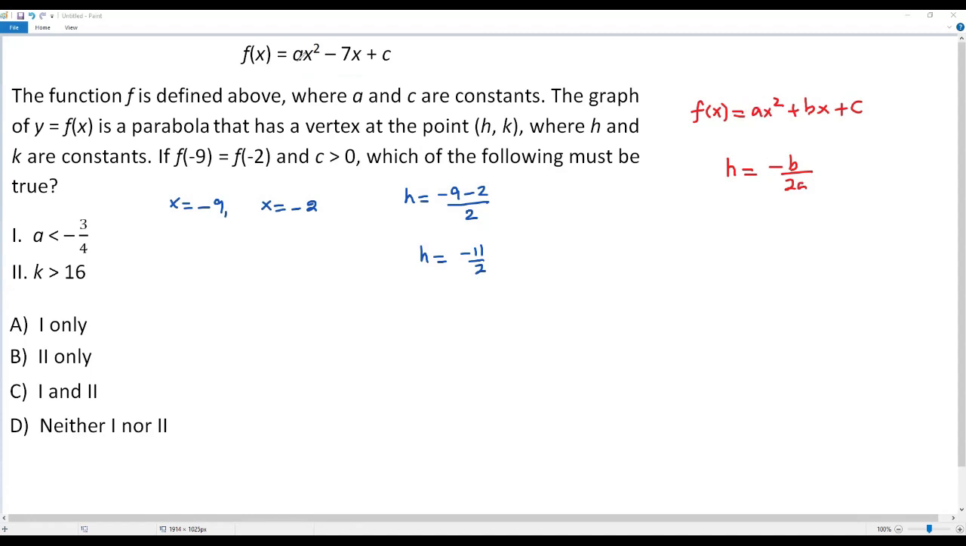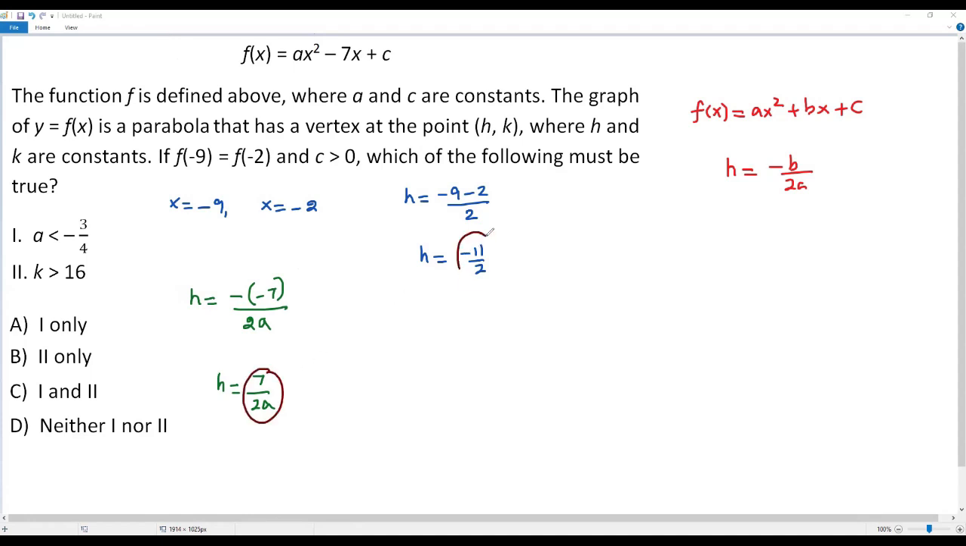Now let's do the same thing for this quadratic function to get the x coordinate of the vertex, that is h equals, we take the negative sign. Now we take the coefficient of x, that is negative 7, divided by 2 times the coefficient of x squared, that is a. Then we get h equals negative times negative is a positive, that is 7 over 2a. Here I got the x coordinate of the vertex.